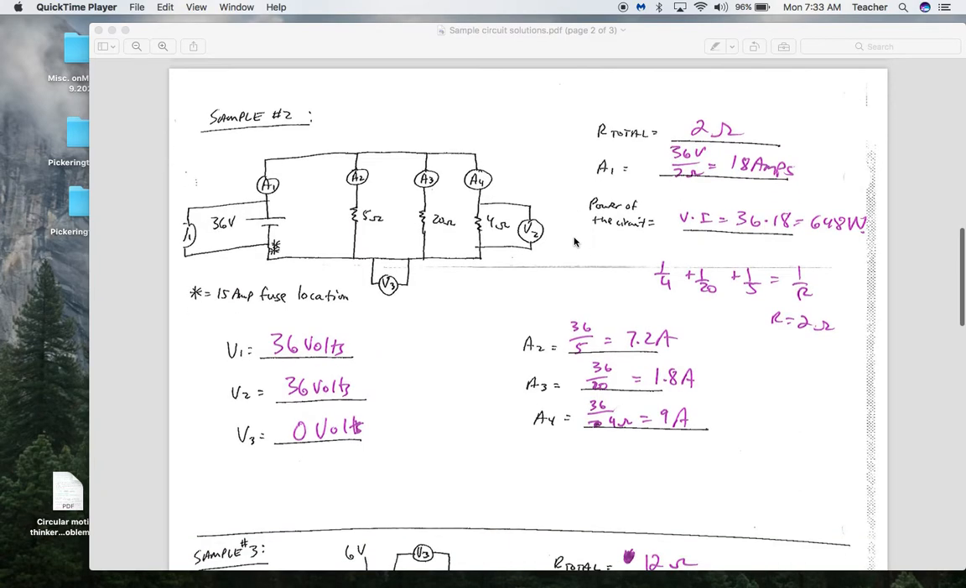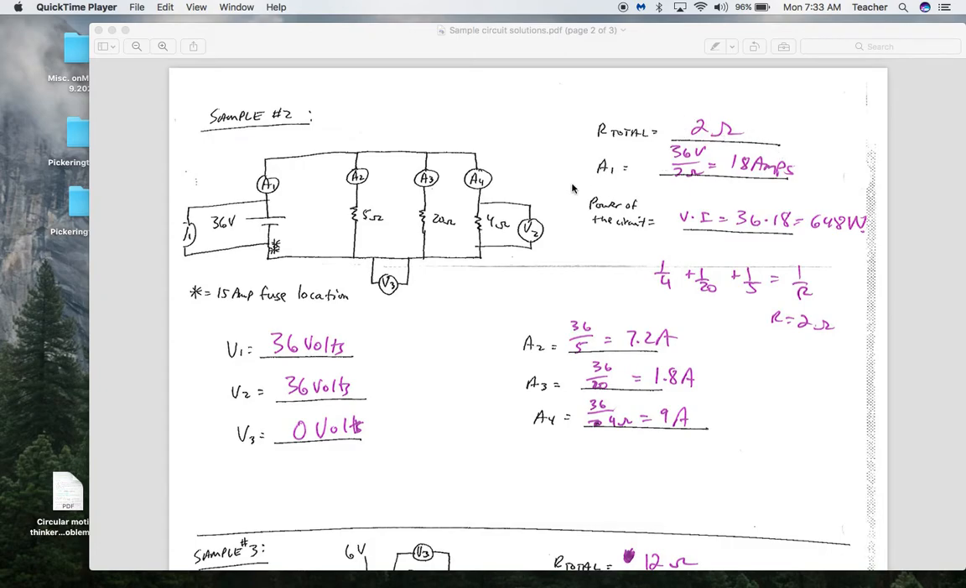So I have 1 over 4 plus 1 over 20 plus 1 over 5 equals 1 over R. Well, add all those up, I get 1/2. But my resistance isn't 1/2 because 1 over the resistance is equal to 1/2. So the total resistance is 2 ohms.